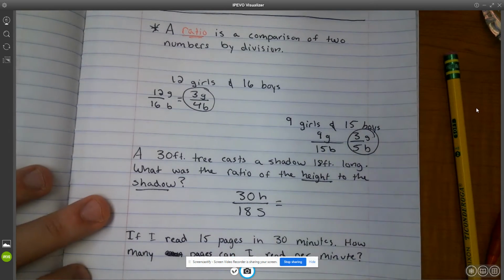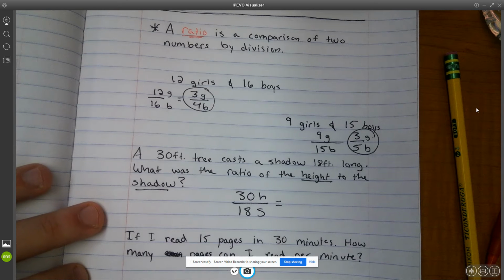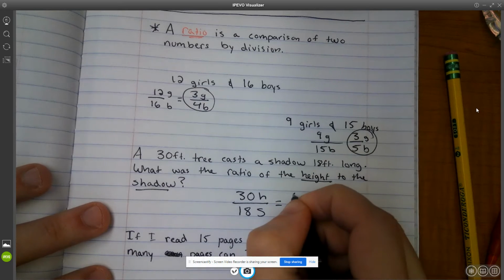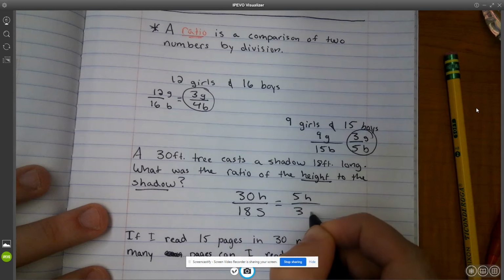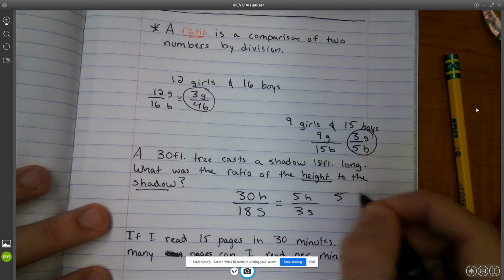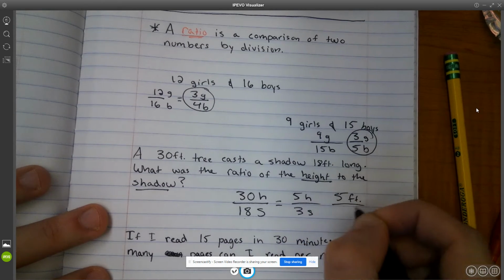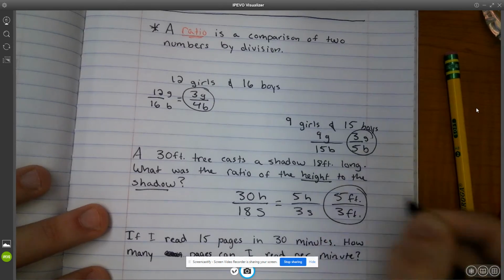So what goes into both 30 and 18? 3. I also know 6 does. 6 goes into 30 5 times. There's 5 H for every 6 goes into 18 3 times. And so there's 5 feet of height for every 3 feet of shadow.